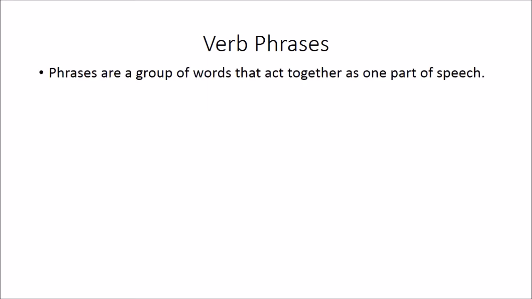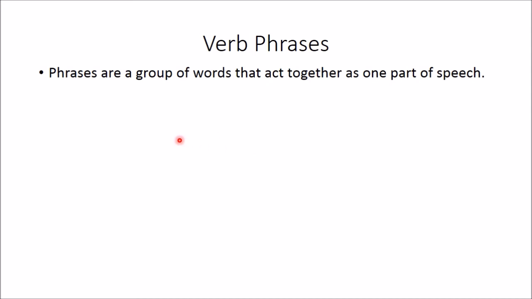Phrases are a group of words that act together as one part of speech. So far, we've been dealing with nouns, verbs, and conjunctions. And each of those parts of speech is just one word. Like Steve is a person, that's a noun. Chair is a thing, that's a noun. Run is a verb, that's one word, action word, verb, run. Another verb would be jump. So each part of speech is really only one word.